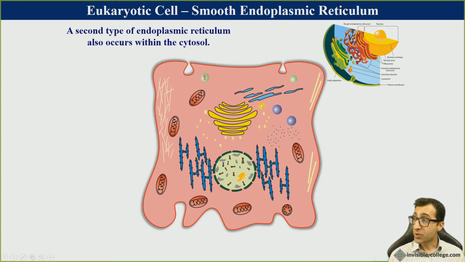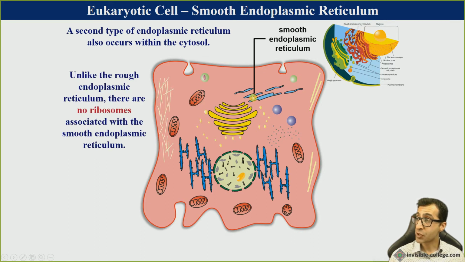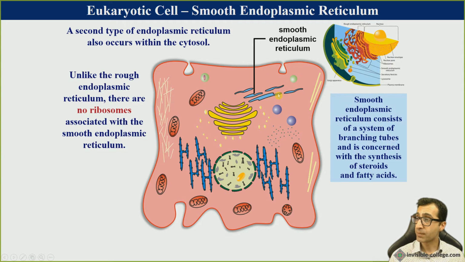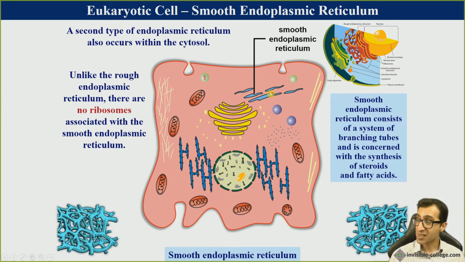So the smooth endoplasmic reticulum is similar, but the difference here is that it contains no ribosomes embedded within its membrane. Now, it does also have a slightly different morphology. It looks a bit more like this than a system of flattened sacs or flattened lamellae. Now, the function of the smooth endoplasmic reticulum is for the synthesis of lipids and steroids, and also fatty acids and things like that, and also their transport around the cell.